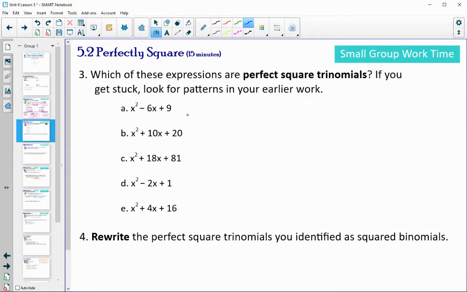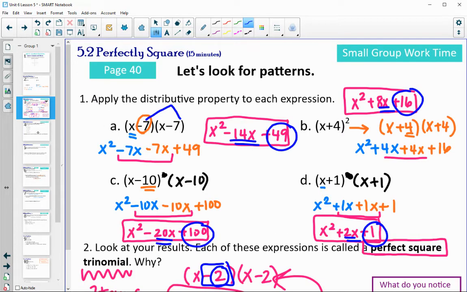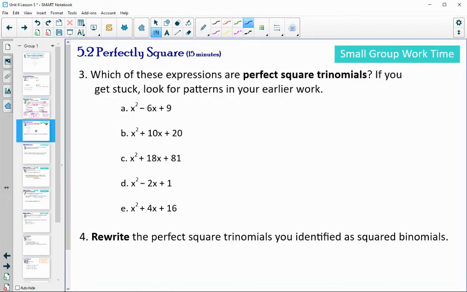So let's take a look at this. Which of these expressions are perfect square trinomials? Which ones follow this pattern that we just talked about? See if you can come up with it. And any that you decided are perfect square trinomials, see if you can write them as the binomial squared.